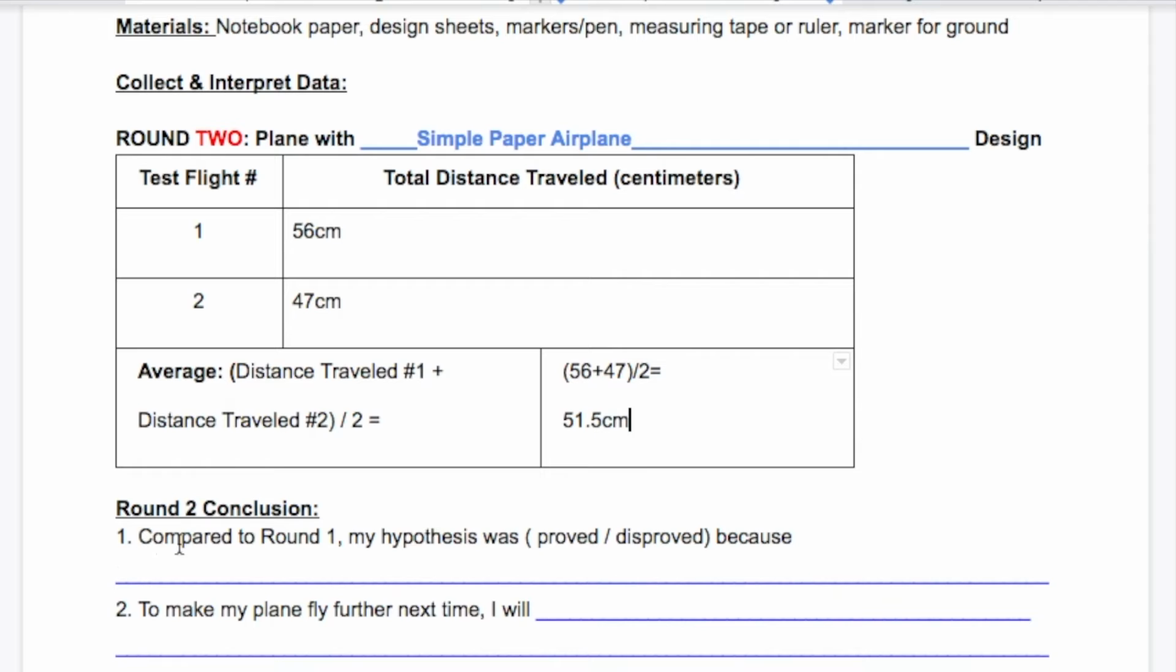And again here, I'm going to compare this to round 1. So for me, with my fake data, I'm definitely going to say my hypothesis was disproved because the measurements for this plane, the average I calculated, is definitely less than in round 1. And then again, I'll say what I would do to make my plane fly further next time.